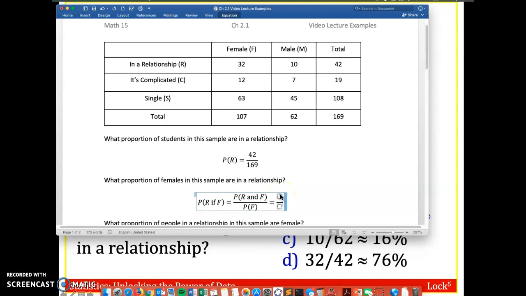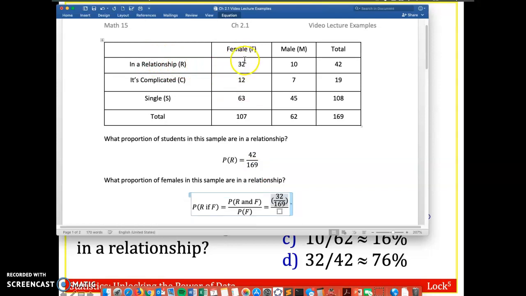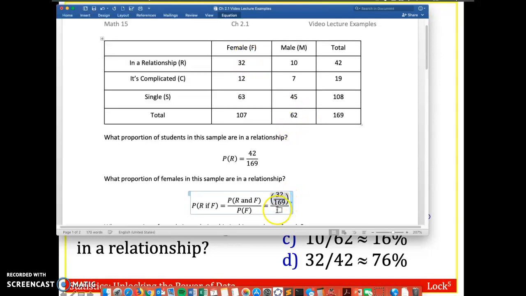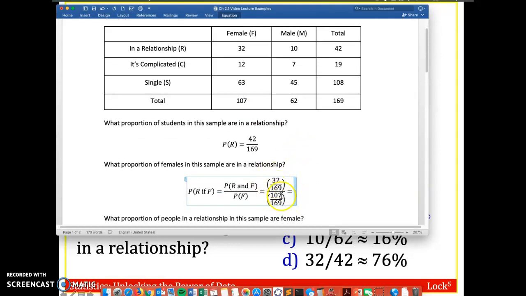It still works here. I think this is maybe more convoluted than you want. But what's the probability of being in a relationship and female? That's 32 over 169. And then what's the probability of being female? That is 107 over 169. And if you were to multiply by the reciprocal of the denominator, you would get 32 over 107. That's what we had before.